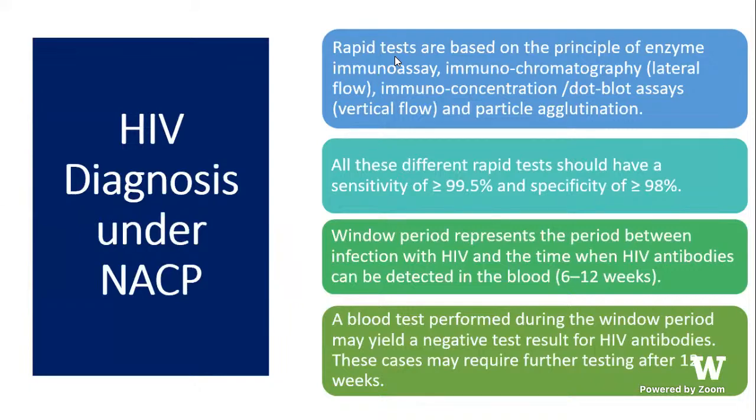It is also important to remember that all these different rapid tests that we use should have a sensitivity of more than 99.5% and a specificity of more than or equal to 98%. This means that if they have a very high sensitivity, there will be no false negatives, meaning we are not going to leave out anybody who has HIV infection. And a high specificity will ensure that only those who have HIV infection are detected as having HIV infection, because there may be some rare situations where you can get a false positive HIV test result. Since it is a very life-altering diagnosis, we need tests which have very high sensitivity and very high specificity, and these are the tests that are used under our program.